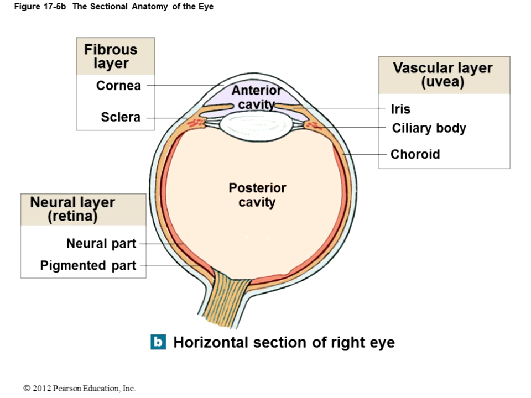And so here you can see the outer layer, the fibrous. You can see the sclera, and then as it turns into the cornea, the anterior cavity, or just in front of the anterior cavity. You can see the lens, of course, and the posterior cavity.